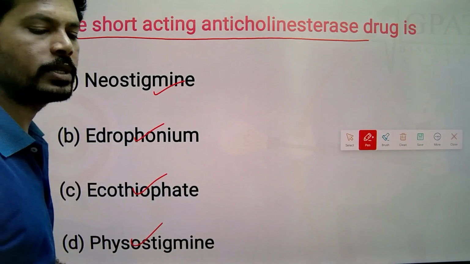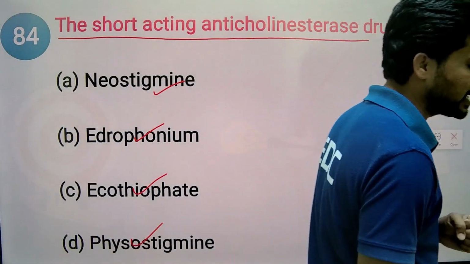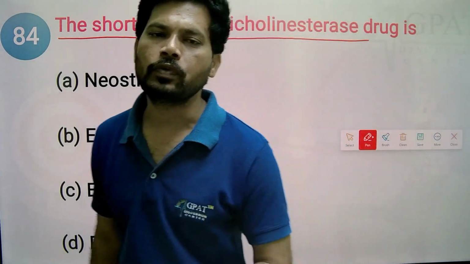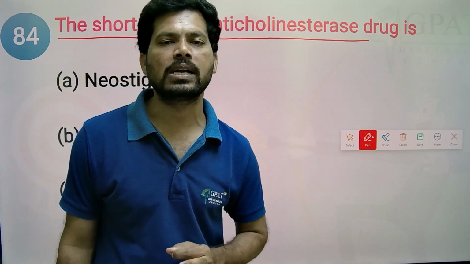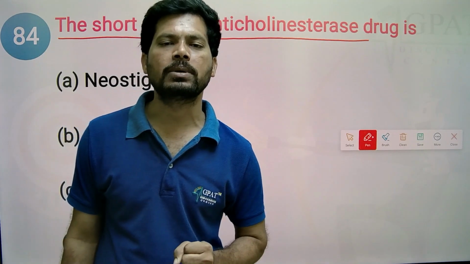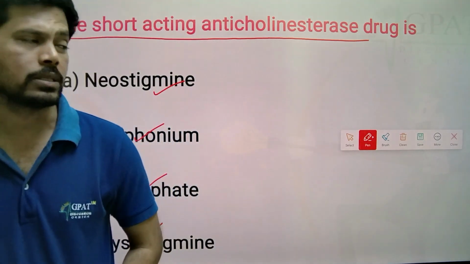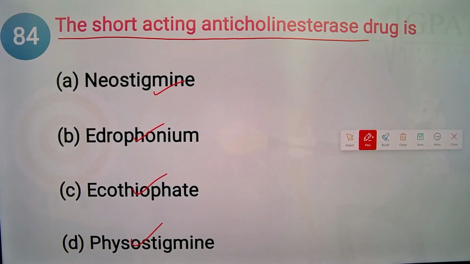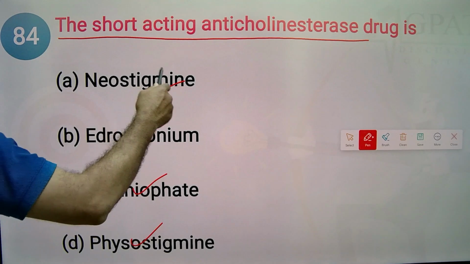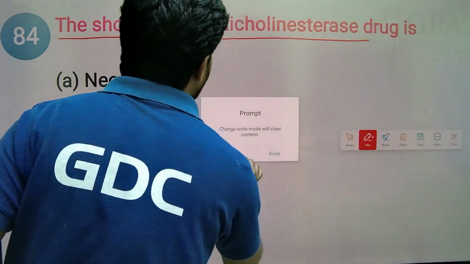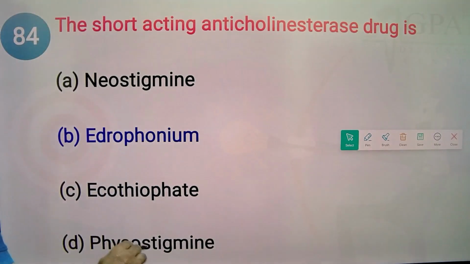Edrophonium is a diagnostic agent for myasthenia gravis. Myasthenia gravis is an autoimmune disease in which our own antibodies from the immune system damage our skeletal muscle, making it weak and decreasing skeletal muscle contractions. Edrophonium is used as a diagnostic agent in myasthenia gravis because of its short duration of action and rapid onset of action. It shows action immediately, but the duration is less.